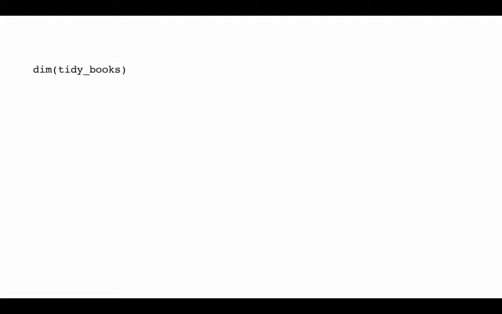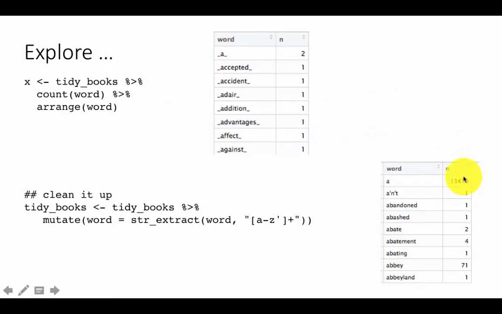Okay, let's look at a few things. Suppose we did dim tidy books. Okay, we see that this data frame or tibble that we have created, which is the whole text broken up into individual words, has 725,054 words in all, right? Not unique words, just all the words in the text. And we already saw from the previous example that A occurs 13,410 times in all the books. Okay, so it's not all the unique words, but all the words, complete count of the words.